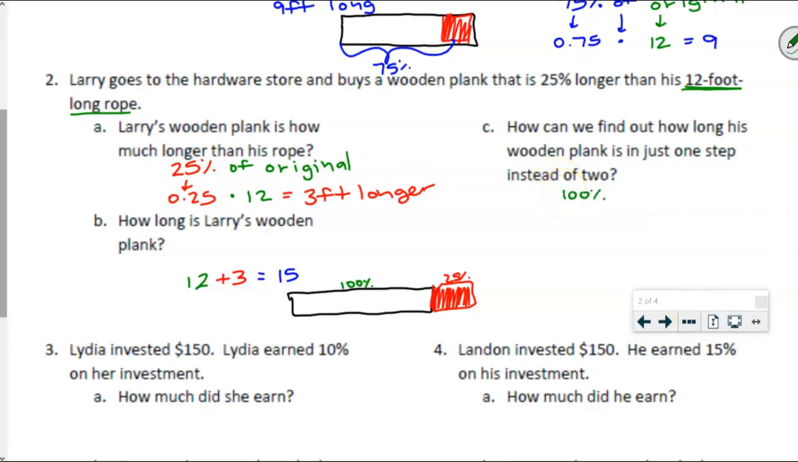100% plus an extra 25% is equal to 125%. That means this new amount, when I compare the new amount to the original, it's 125% of the original.